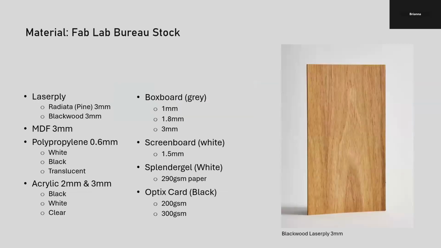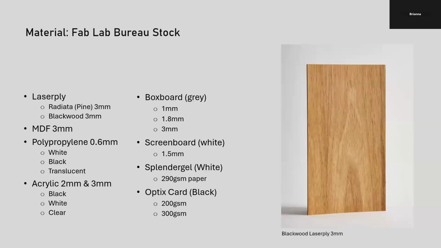So if you're interested in laser cutting things like steel or stainless steel or much thicker materials, that's also possible. For our bureau stock, I'll show you where you can view the material list and prices. These are our primary laser cutting materials. So we've just changed our plywoods to laser ply, including radiata, which is a pine, and a blackwood. So they're much more premium materials than we had before, which is really nice. Make some really beautiful models.